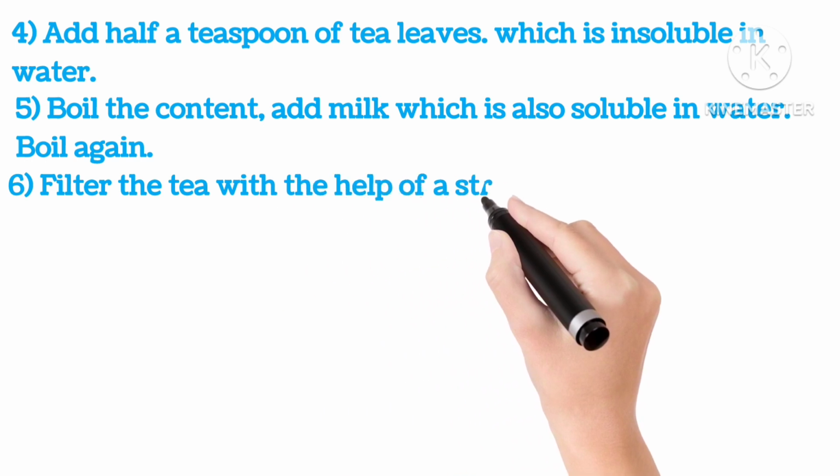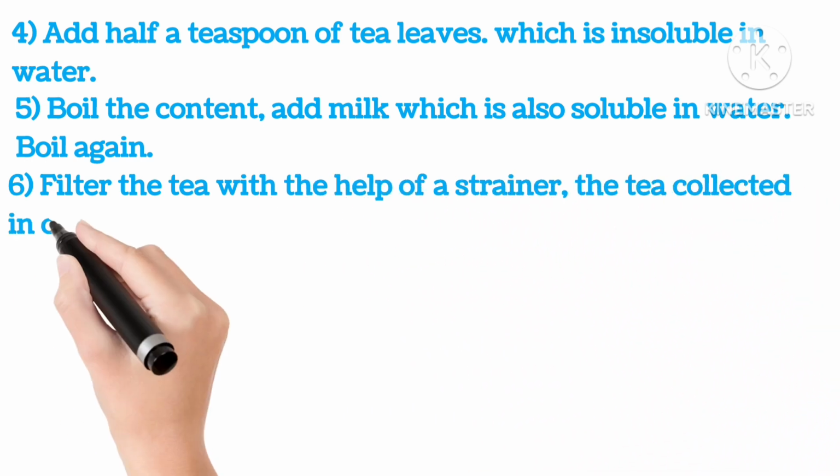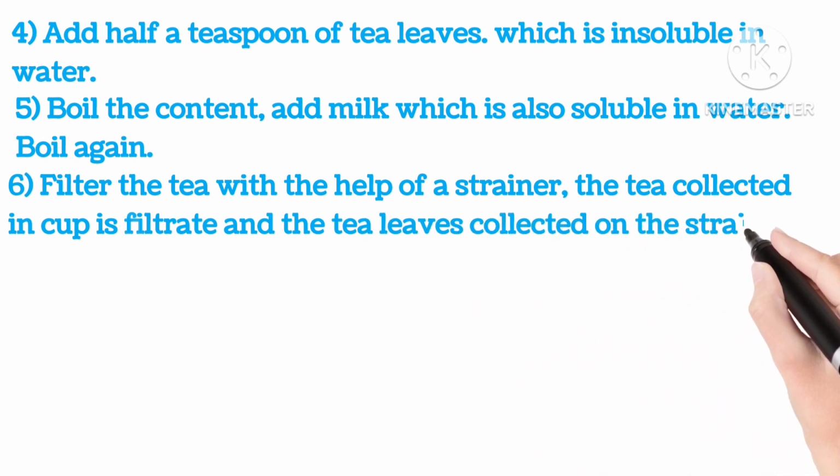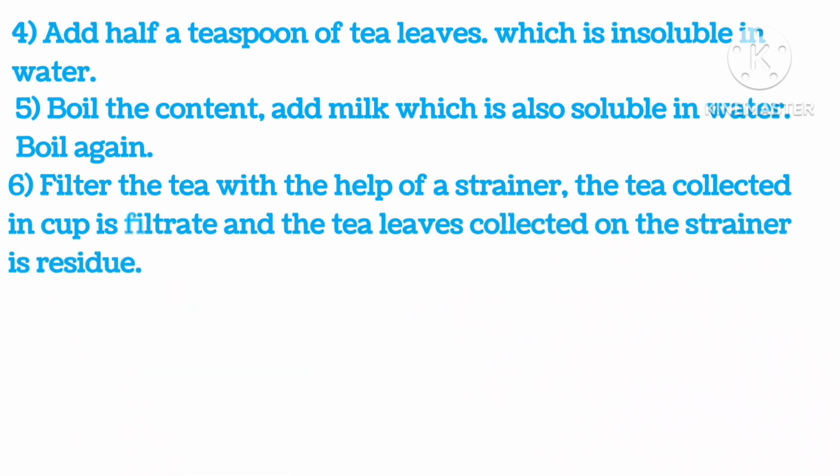Filter the tea with the help of a strainer. The tea collected in the cup is filtrate and the tea leaves collected on the strainer is residue.